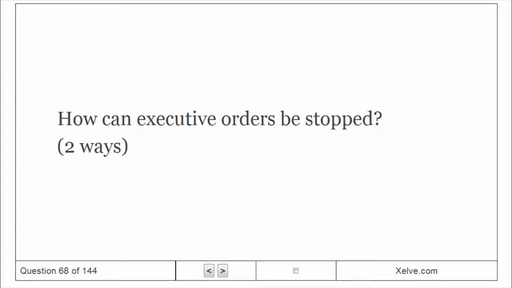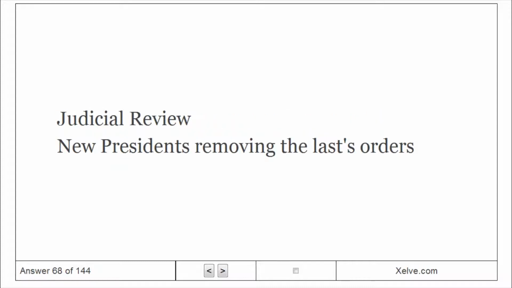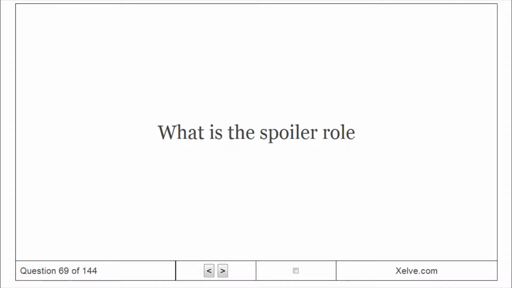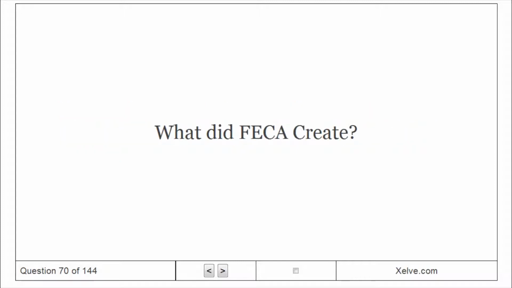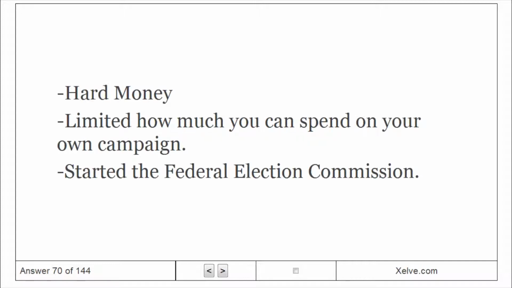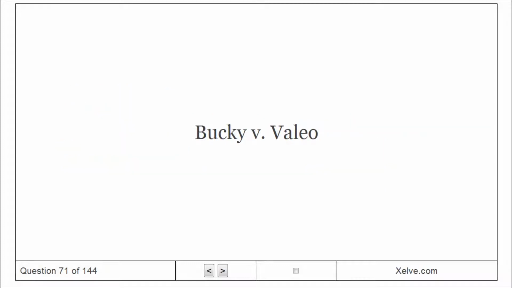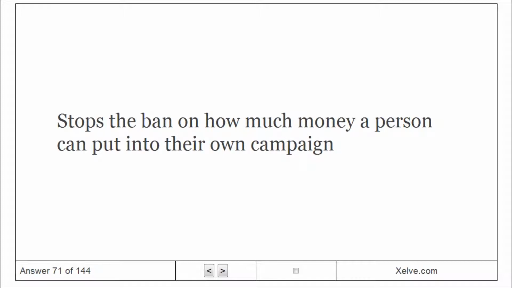How can executive orders be stopped? Judicial review, new presidents removing the last orders. What is the spoiler role? When a third party takes votes away from one party, allowing the opposing party an easy victory. What did FECA create? Hard money, limited how much you can spend on your own campaign, and started the Federal Election Commission. Buckley v. Valeo stops the ban on how much money a person can put into their own campaign.